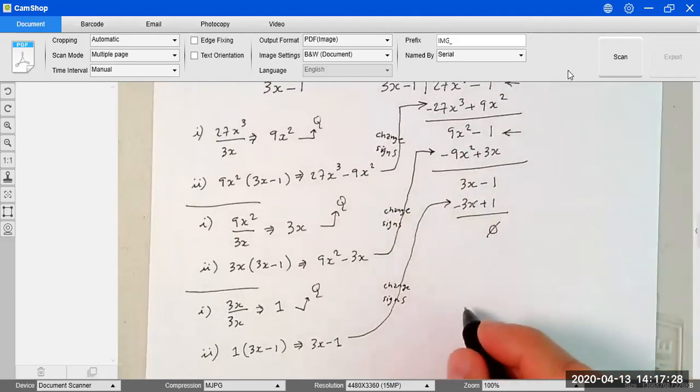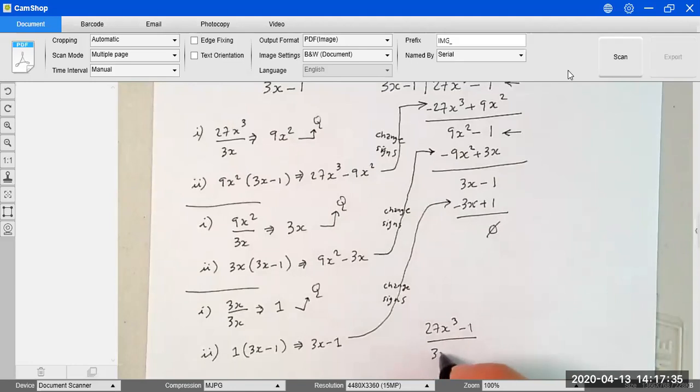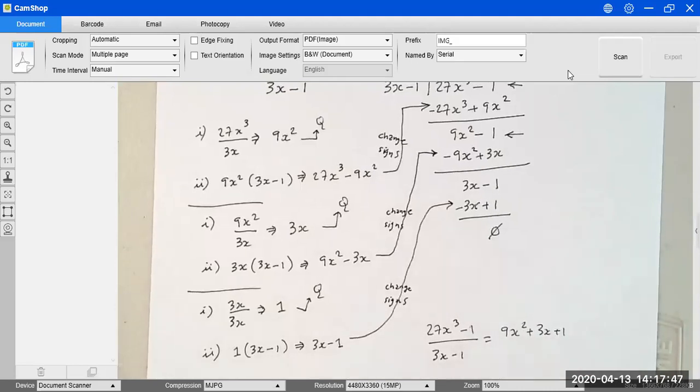So the final answer, you can write just 27x to the cube minus 1 over 3x minus 1 is going to be equal to 9x squared plus 3x plus 1, and no remainder. So it's just 0. So that's the final answer.